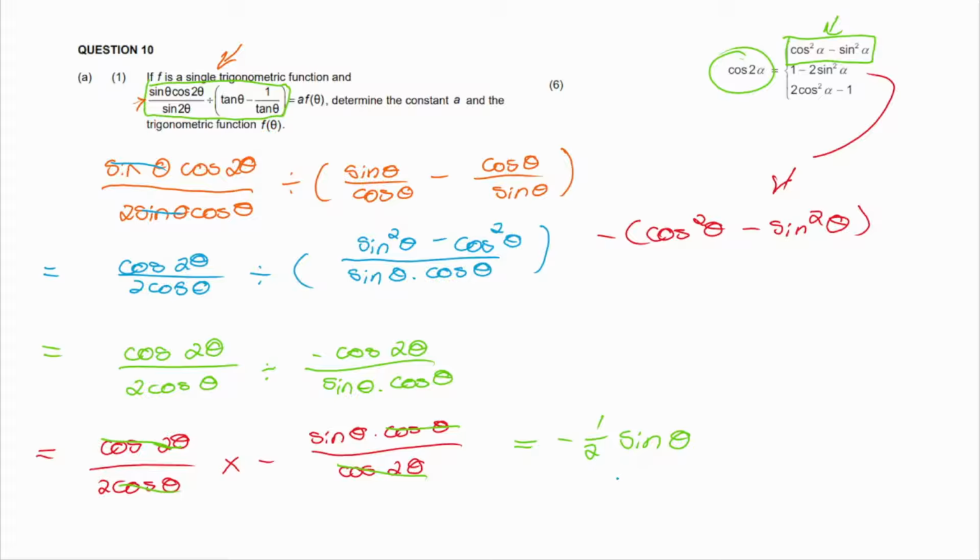You can leave your answer like this, but you can also say, therefore, a is equal to negative a half, and this function of theta is just sine theta, because remember this was f of theta over here.